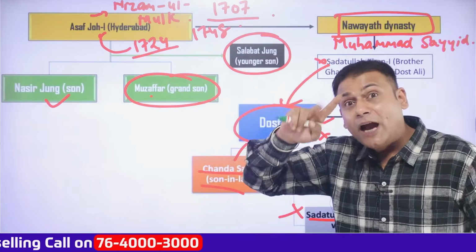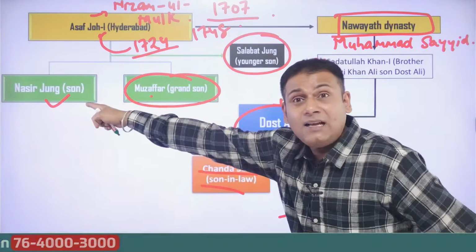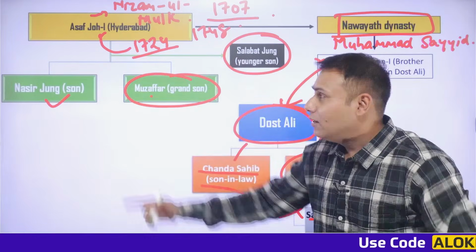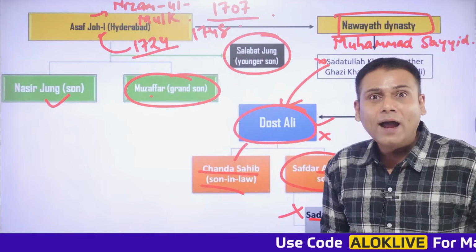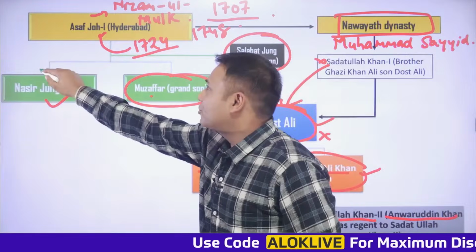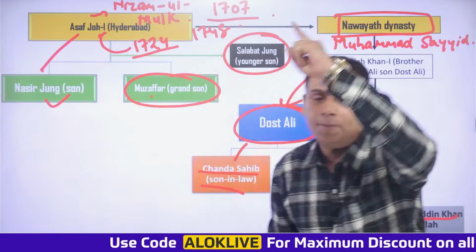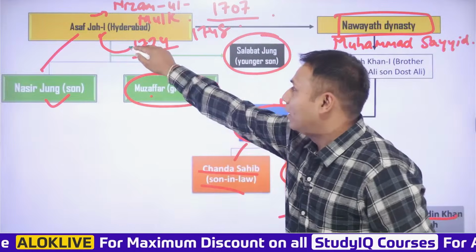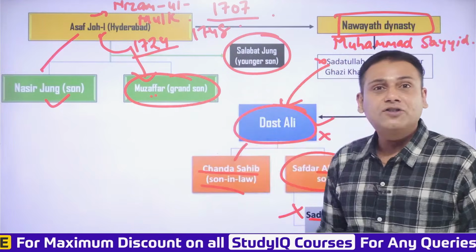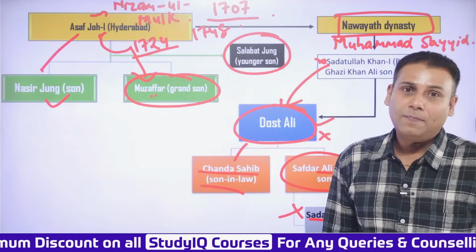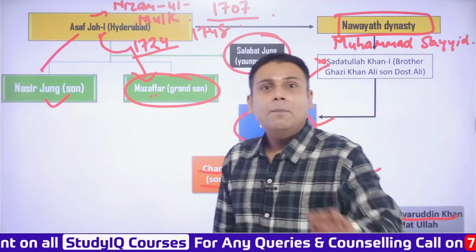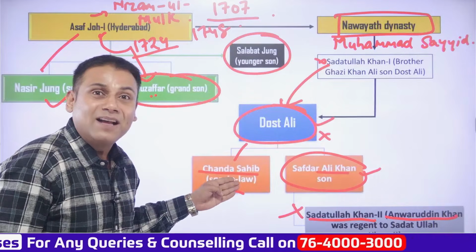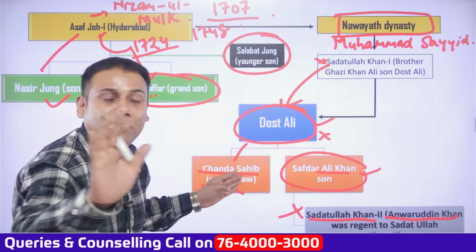Now, although he had two sons, elder son Nasir Jung and younger son Salabat Jung, he did not want Nasir Jung to become the ruler. Why? Because Nasir Jung had tried to kill his own father, Asaf Jah. So, he wanted his grandson Muzaffar Jung to become the Nizam of Hyderabad. Meanwhile, one more thing happened. Chanda Sahib, who was imprisoned by the Marathas, was also released from jail.